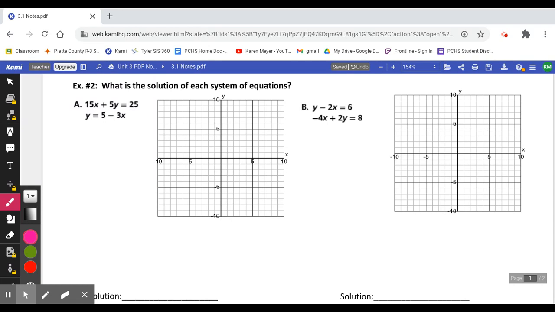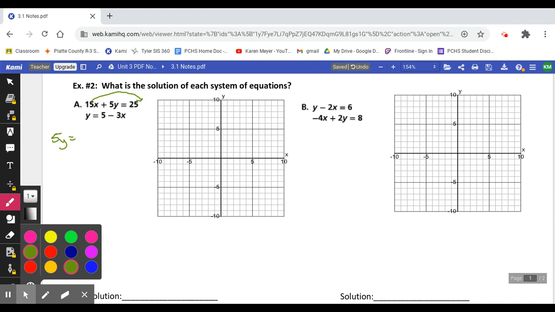Okay, in example number 2, we run into a small hiccup because you're going to notice that not all of the equations are in slope-intercept form. If you look at the first one, it's in standard form because x and y are on the same side. So our job is to first rewrite the top one into slope-intercept form. To start that, you must always move the x over by adding or subtracting it.